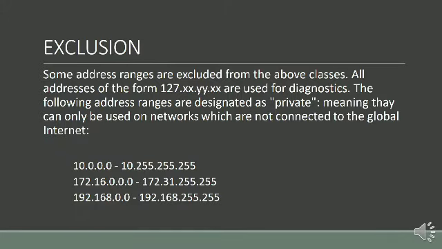Exclusion. Some address ranges are excluded from the above classes. All addresses of the form 127.xx.yy.xx are used for diagnostics. The following address ranges are designated as private, meaning they can only be used on networks which are not connected to the global internet.